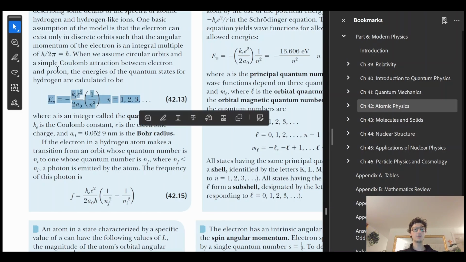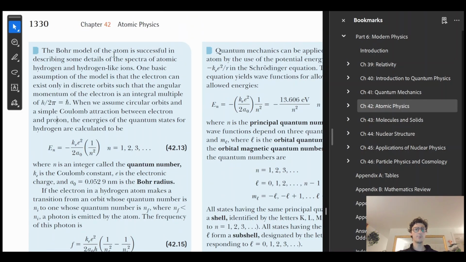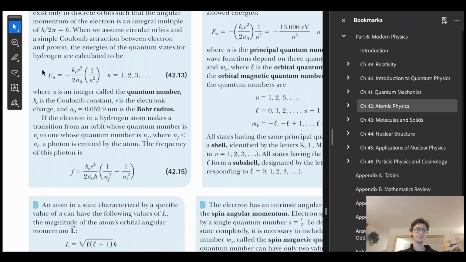Here, we have the energy. We could read about it: the Bohr model of the atom is successful in describing some details of the spectra of atomic hydrogen and hydrogen-like atoms. One basic assumption of the model is that electrons can exist only in discrete orbitals. Okay, whatever. I'm not going to read through this, but an important equation.